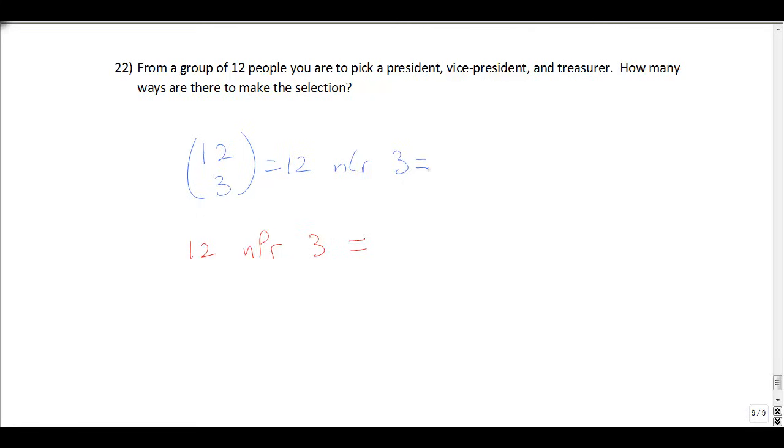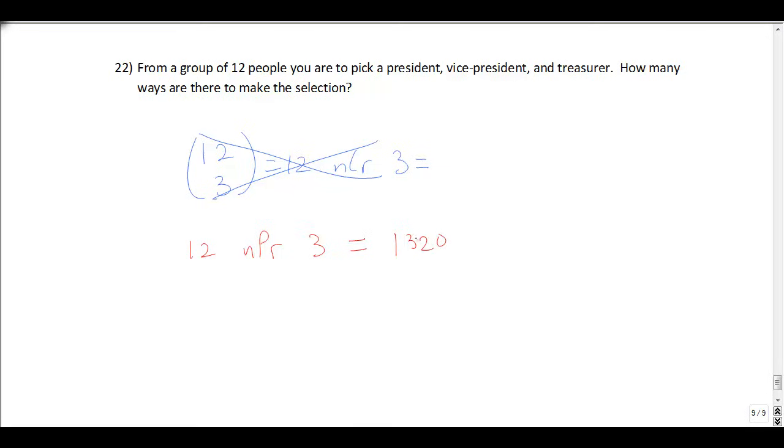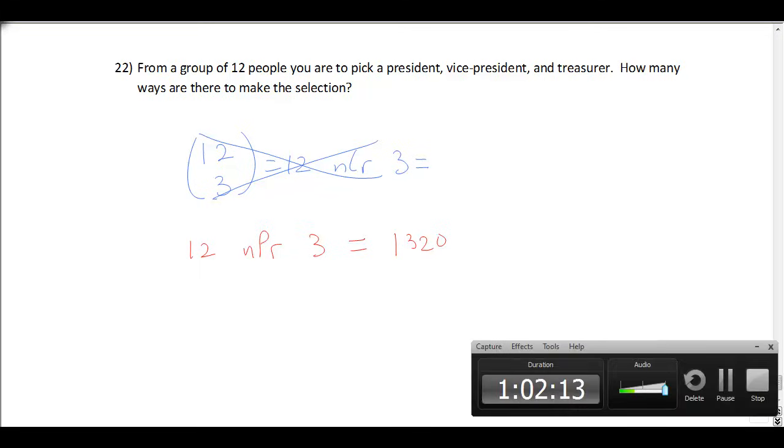Now, in this case, really, order is going to matter. So the idea is that if you swap the president and vice president around, we're going to think of that as a different selection. So really, this time, I'm going to do the 12 nPr 3. And that just gives me 1320. Again, you really want to write down 12 nPr 3 just to show your work here, and that way you get partial credit if you go to your calculator and mistype 12 nPr 3 or something. Okay, so that's going to end this solution.